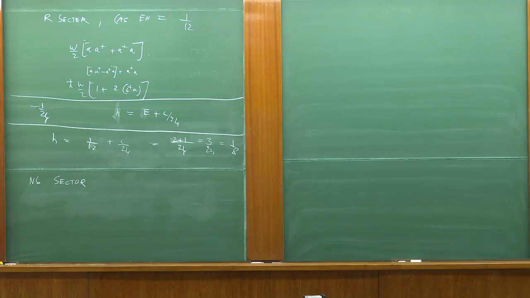But is it true? Sounds a bit funny, right? Because bosons gave us minus 1 by 24. How are fermions also going to give us minus 1 by 24? The question clear? OK. So just for satisfaction, let's work that out.